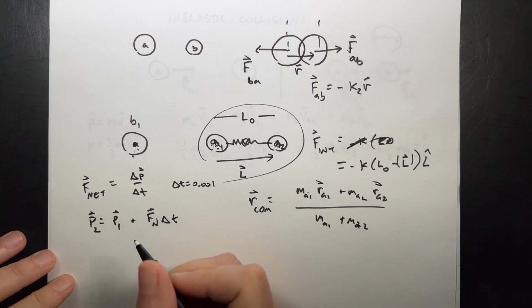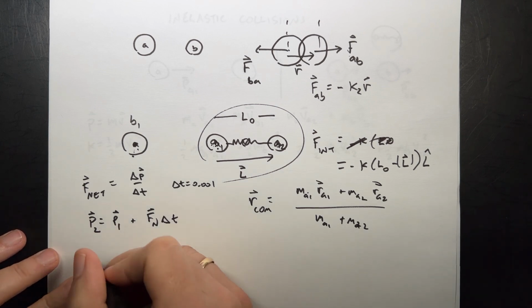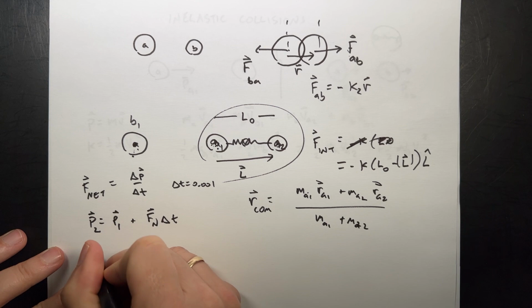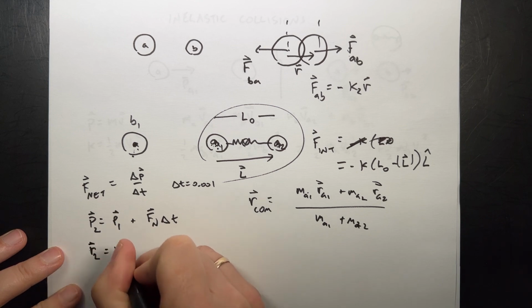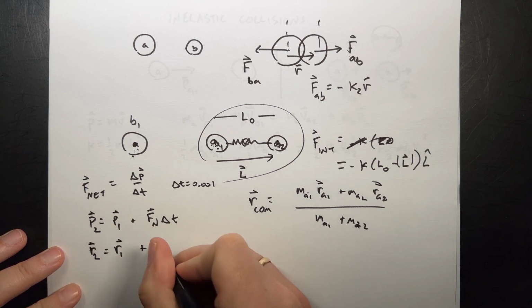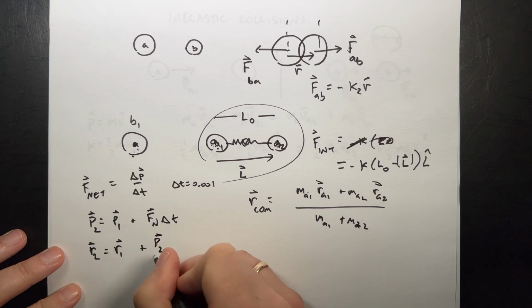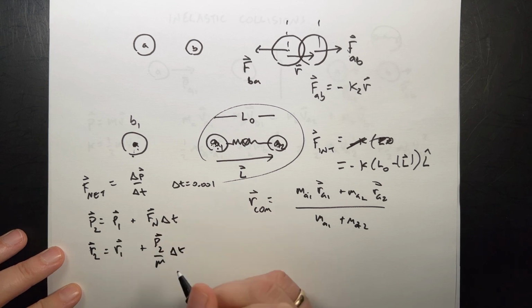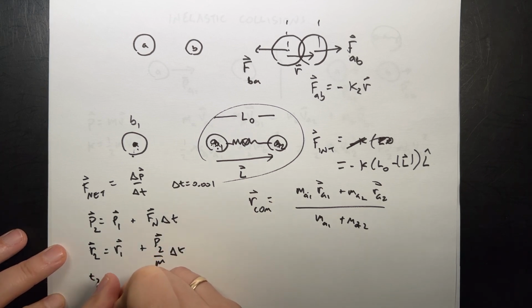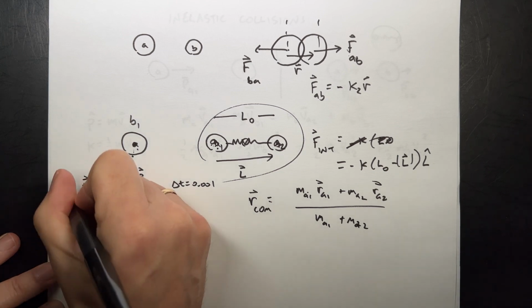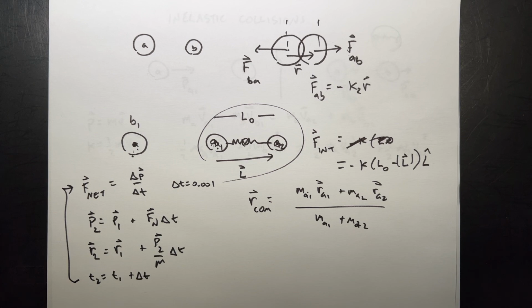Then I can do the same thing by assuming the momentum is constant and calculate the new position. R2 is R1 plus P2 over M delta t. And then I can update time: t2 is t1 plus delta t. Then I go back up here and do the whole thing again. That's the plan, right? But I need to calculate all these forces.